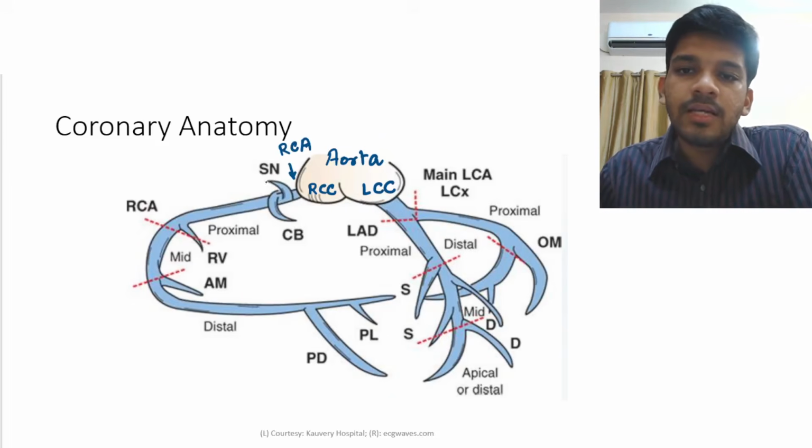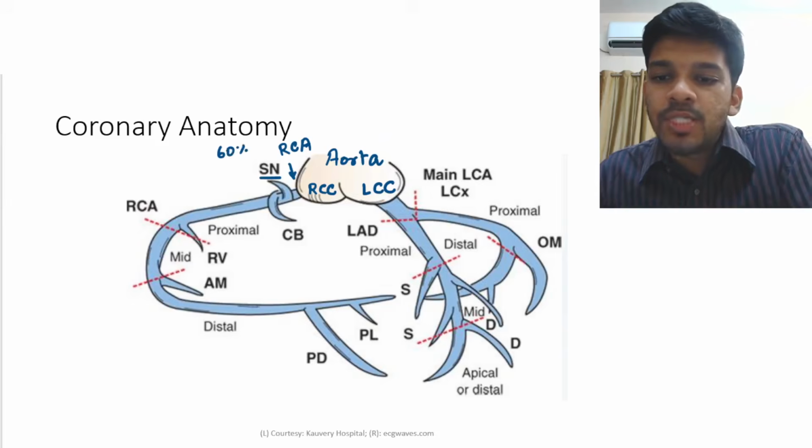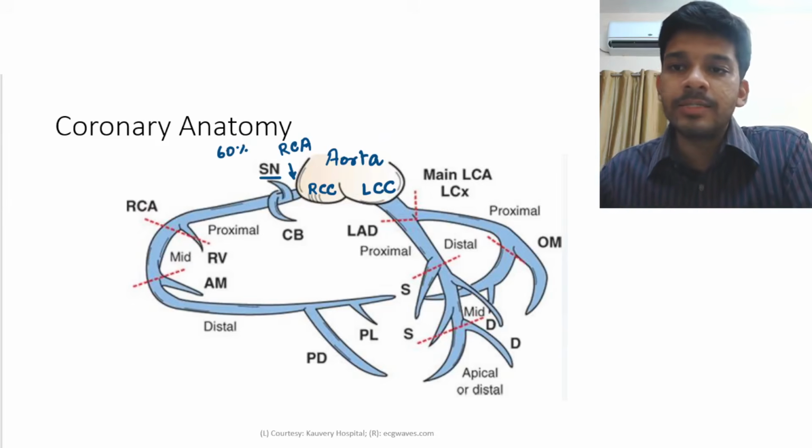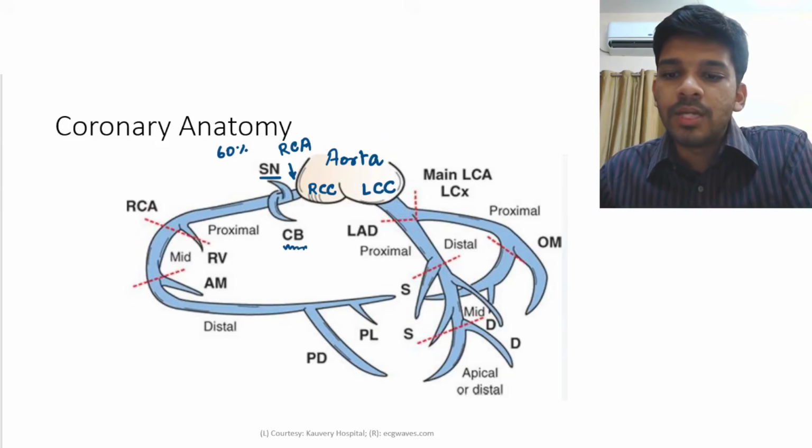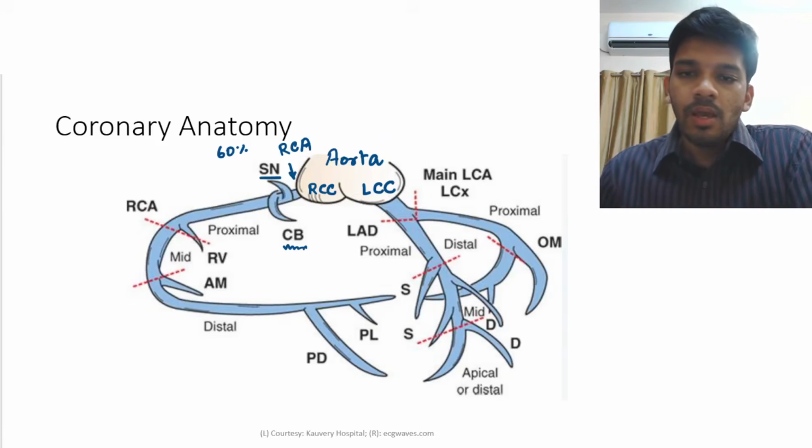So the first branch that it gives off is the sinus nodal branch. So remember, around 60% of the times, some people say even up to 70% of the times, the sinus node is supplied by the right coronary artery. That's why bradycardia is common with RCA infarctions. Second is this conus branch. That is the second branch that is given off by the proximal part of the right coronary artery.